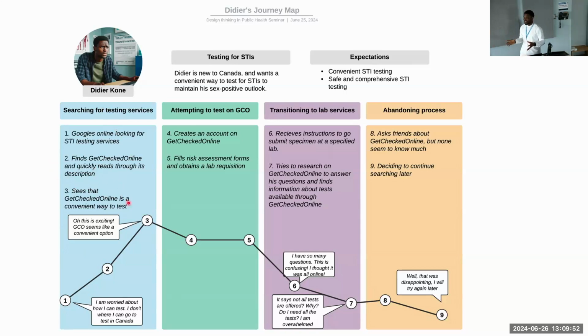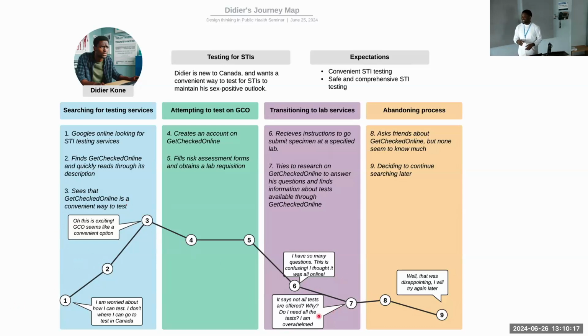So you see first, he described Googling for a testing option, then finding Get Checked Online and reading through its description. Then he talks about seeing that Get Checked Online is a convenient way to get tested. And that's the first phase before he moves on to then attempting to get on Get Checked Online to get tested. The final piece is around the feelings.